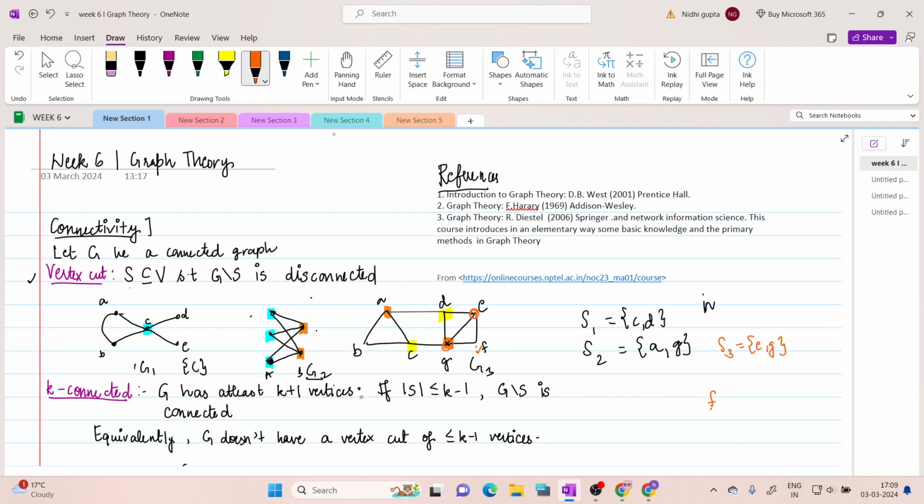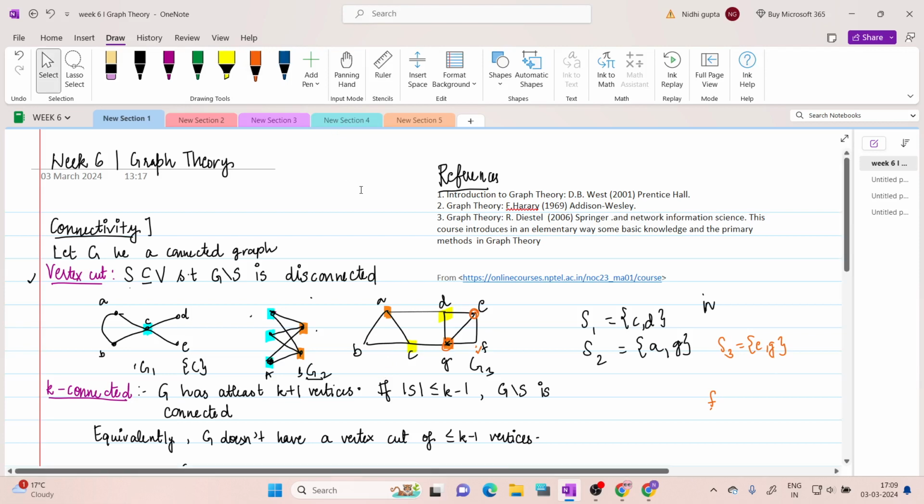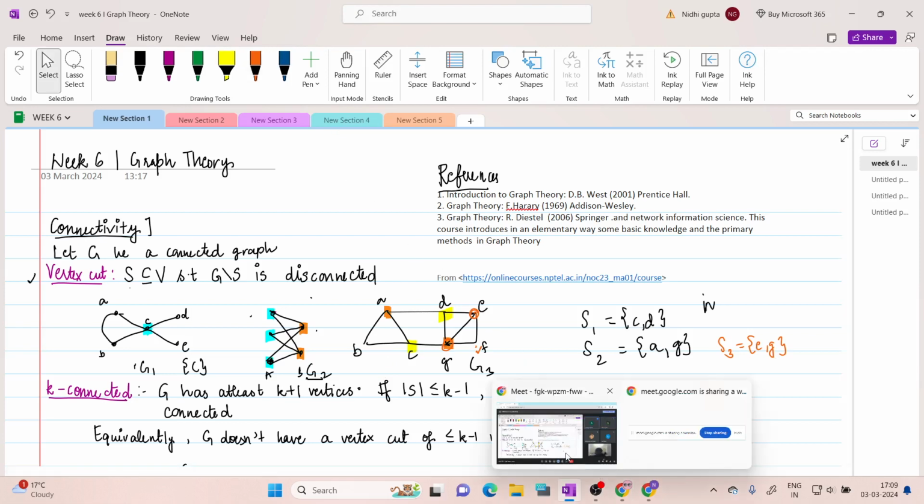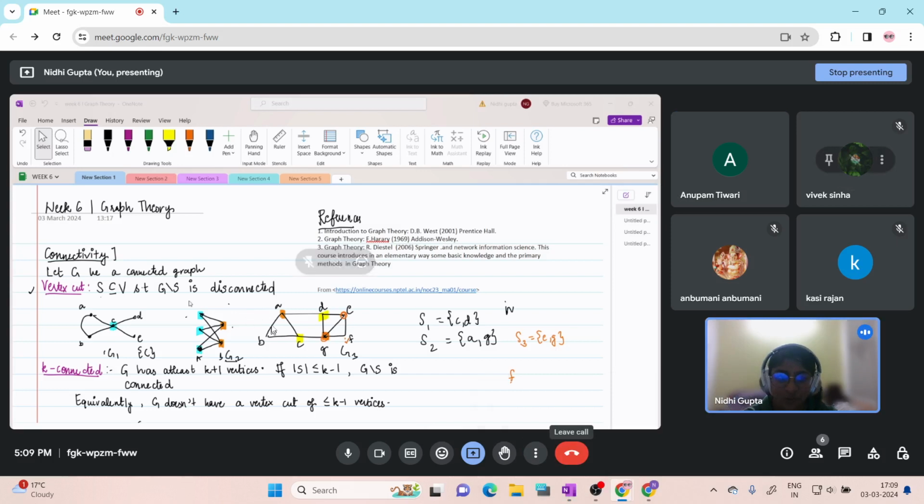Ma'am, A, D, and E is also a vertex cut. Yes. When I'm just saying vertex cut, it means any set of vertices after removing which we get a disconnected graph, so it need not be minimum. So can we remove A, D, and E? You're saying A, D, and E, right?